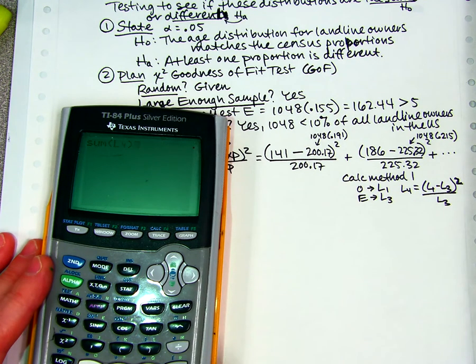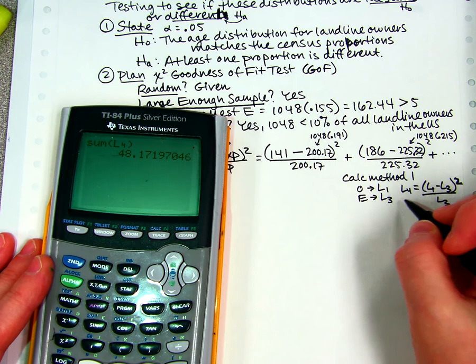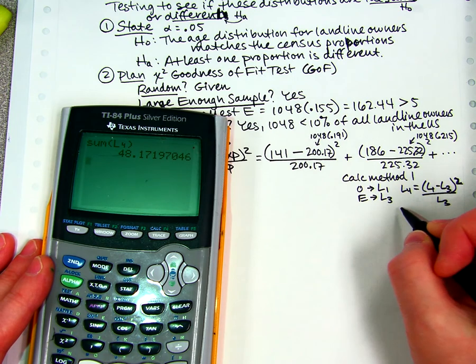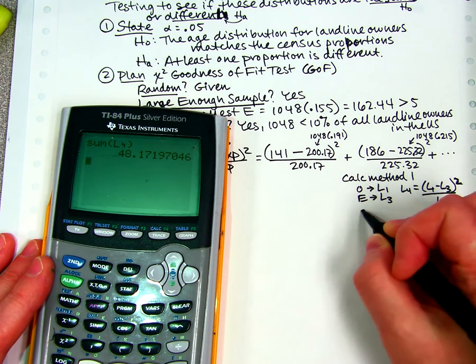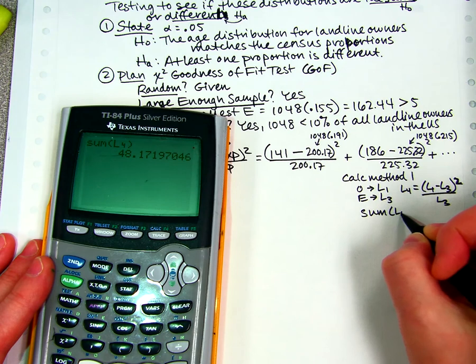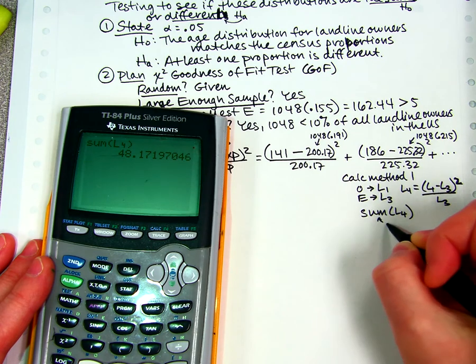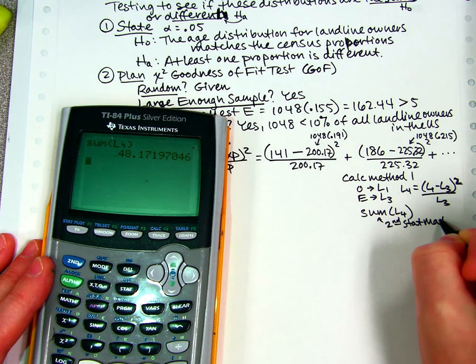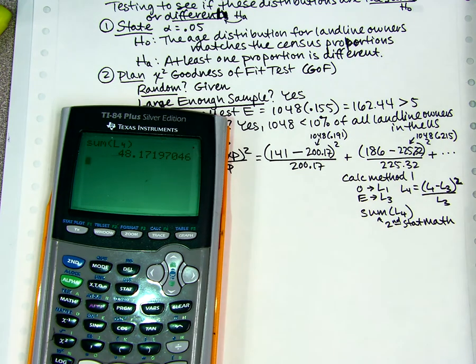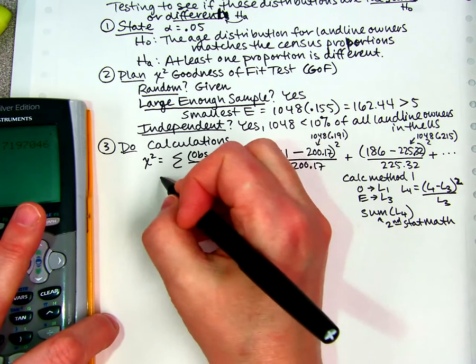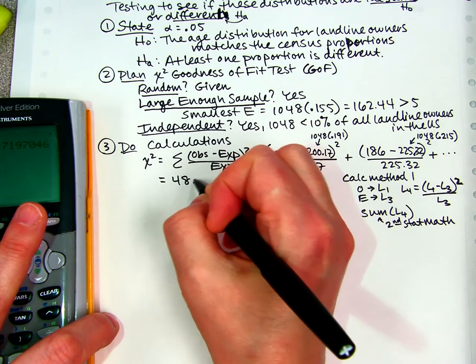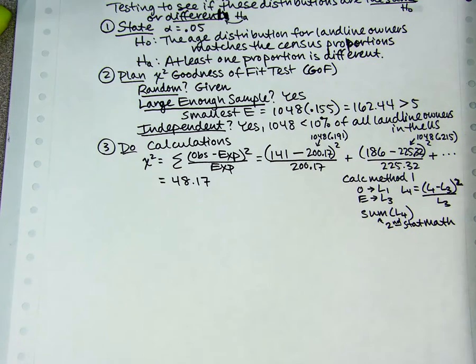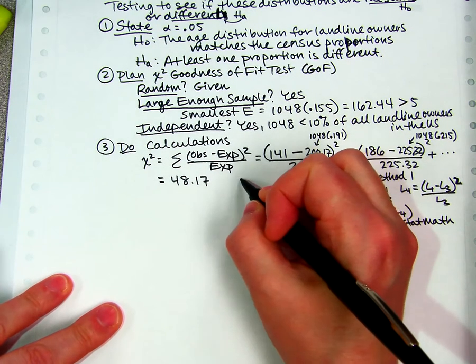Now, there might be a better way than that. Some of you are going to have to do it this way because you won't have the shortcut that I'm about to show you. So basically, the sum of list 4 came from second stat, math. We talked about that method already, and I wanted to remind you of it. I got a chi-square value of 48.17. And then I'm going to tell you about calculator method 2.